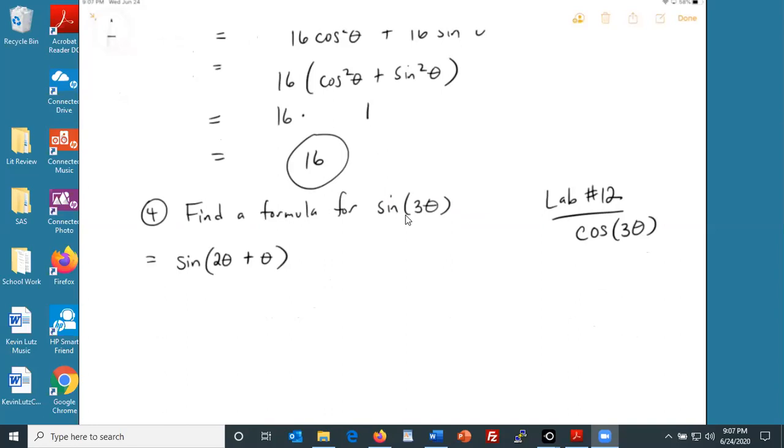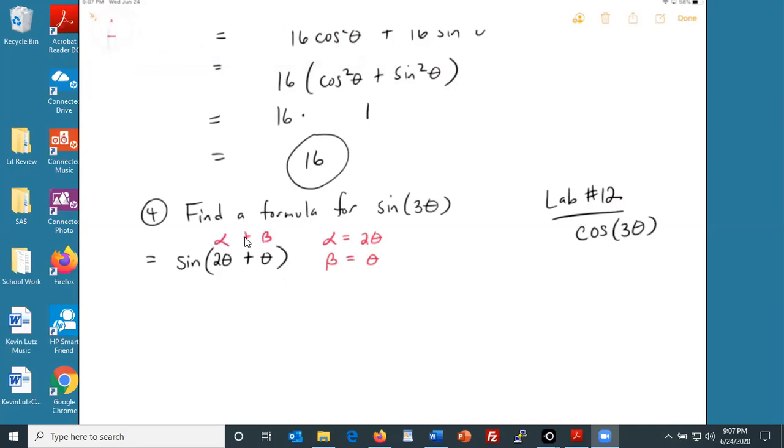All right, because 2 plus 1 is 3. Why am I doing that? Well, I don't have any formulas for a 3 theta, but I have formulas that involve a 2 theta and formulas that involve regular old theta. And then what I have here is an alpha and beta problem, where alpha is 2 theta and beta is the second angle, theta. All right?